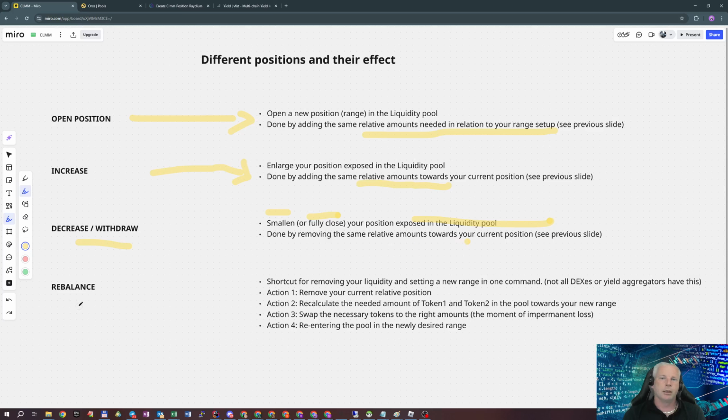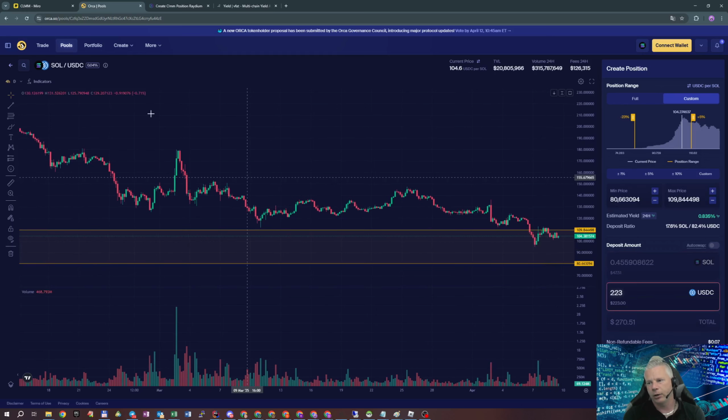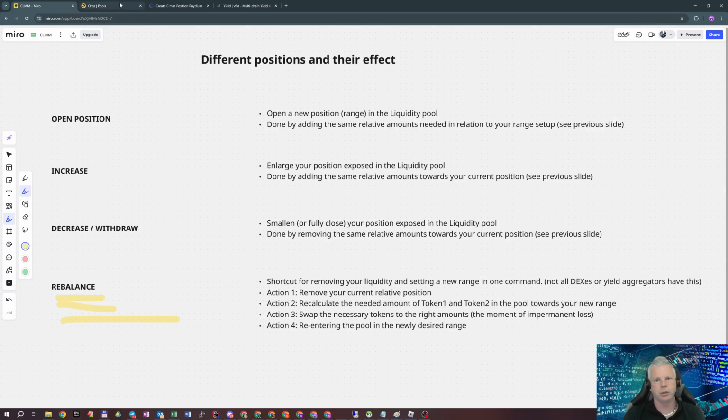Then the last phenomenal thing we have in here for now, to not make it more difficult than it already is, is rebalancing. Rebalancing is one of the most needed actions because if the price moves out of your range, it can go back in, it can go back out. But if you think, all right, this is not making a chance, I need to replace my current position, you can obviously go withdrawing and then open a new position, etc.